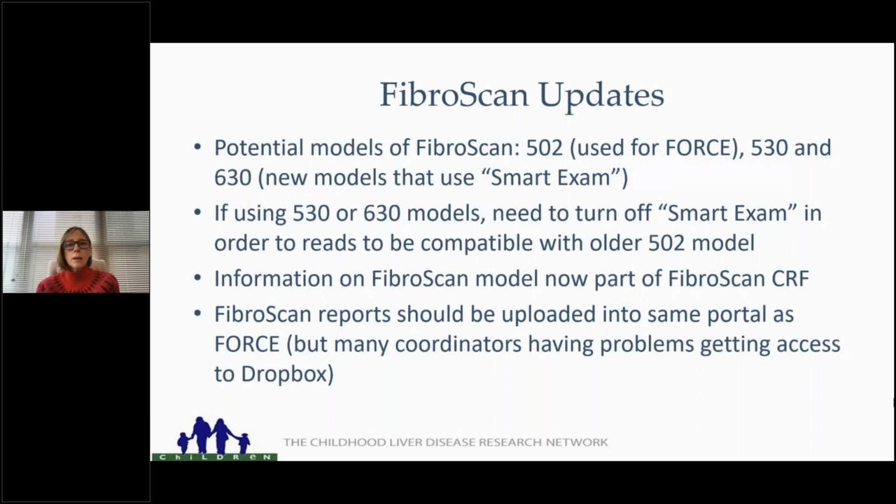Okay, and then what about others? Because there's quite a few institutions that are missing FiberScan data, and we're hopeful that you actually have it. It just hasn't been uploaded yet. Sorry, go ahead, Moto.